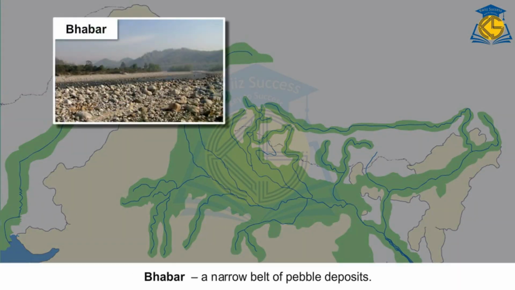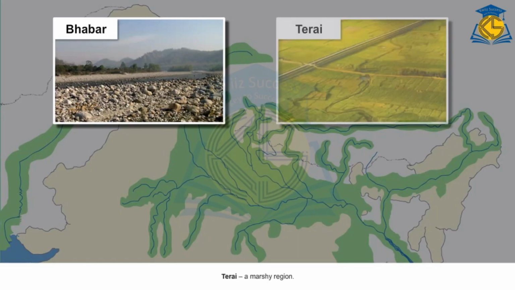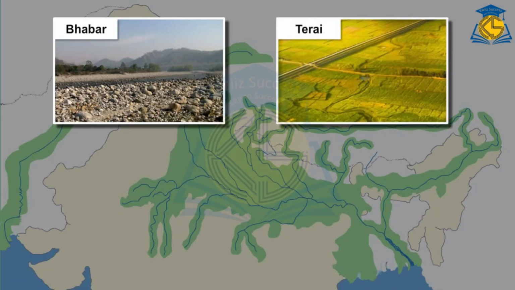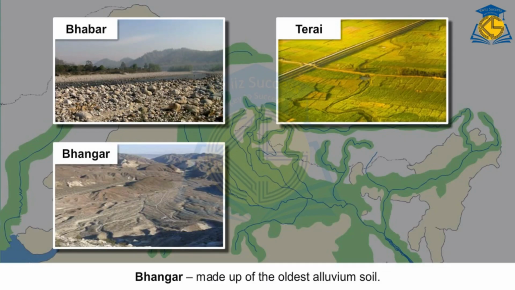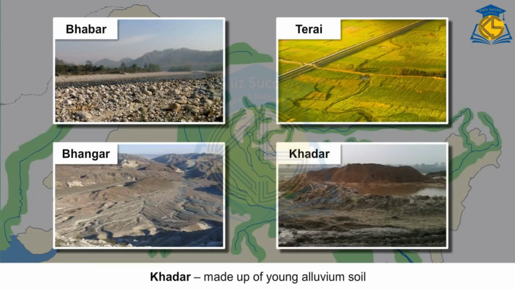Bhabar is a narrow belt of pebble deposits. Terai is a marshy region. Bhangar is made up of the oldest alluvium soil. Khadar, the most fertile region, is made up of young alluvium soil.